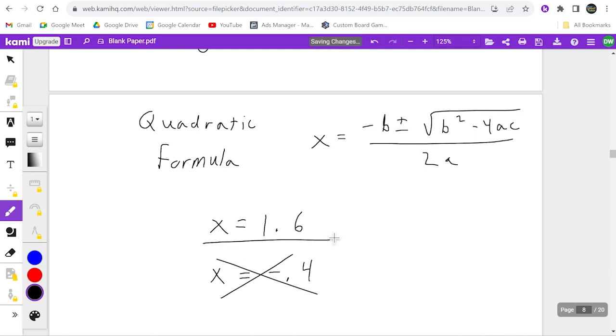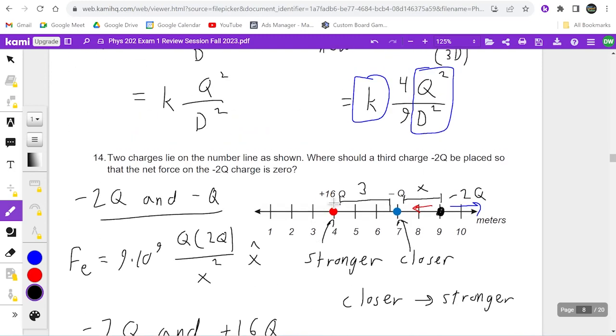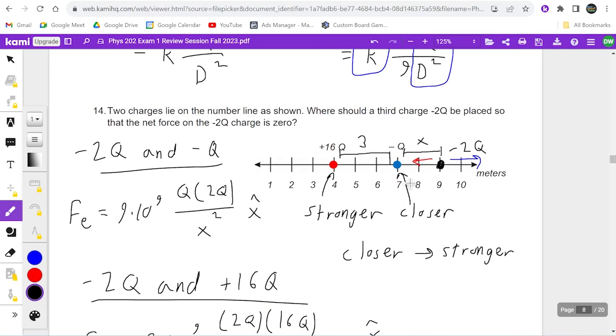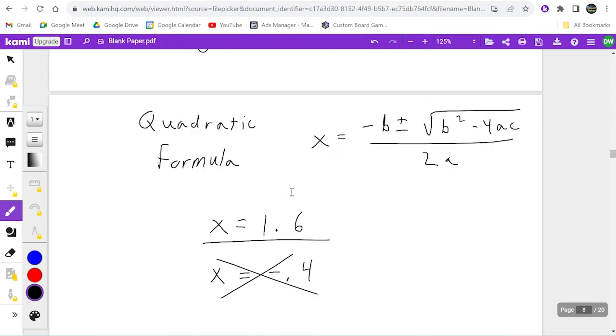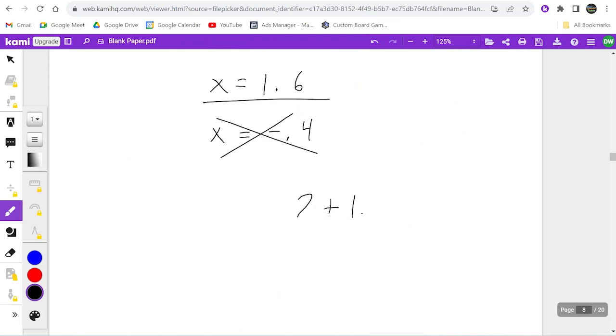And the reason I'm not circling that is because the question asked, where should it be placed? Well, we said x was the distance away from 7. In other words, the final answer is 7 plus 1.6, which gives us 8.6. And that is where you put it. You put it at 8.6 on the number line.